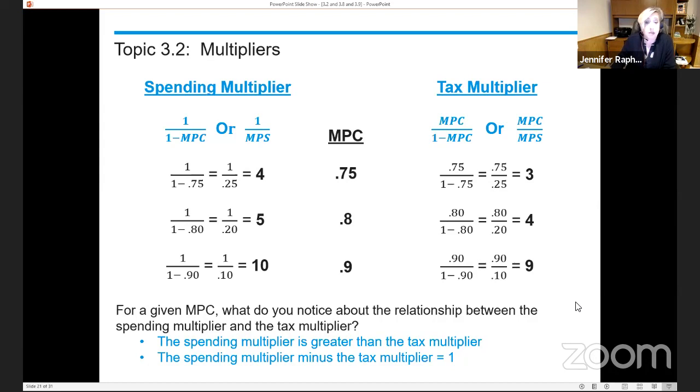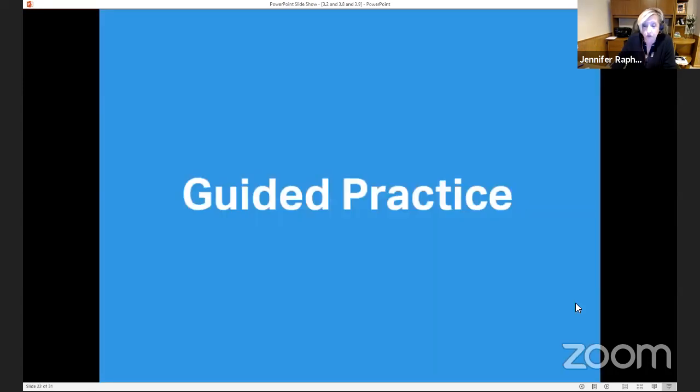All right, so that is the spending and tax multiplier. So now we're going to do some practice together. So I'm going to switch to my document camera.